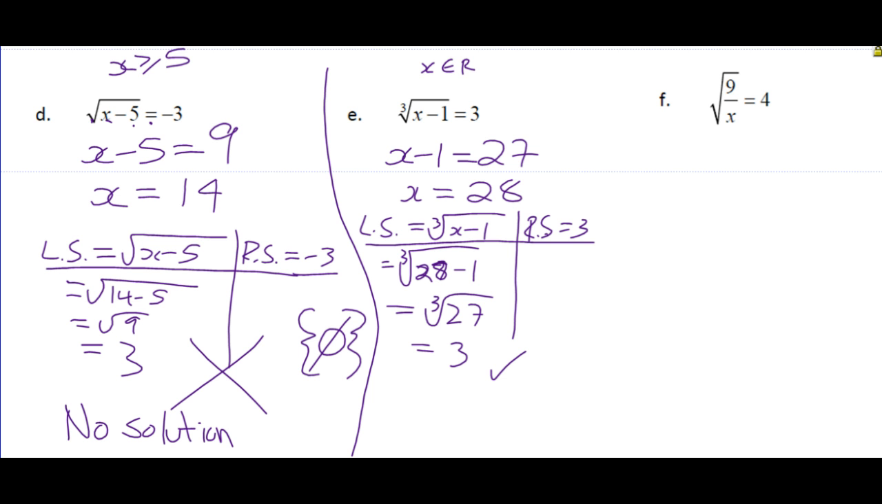Okay, isolate the radical. How do we do that? It's already isolated. That's what I was looking for. So what do we do then to solve? Square both sides. Okay, how do we solve this?